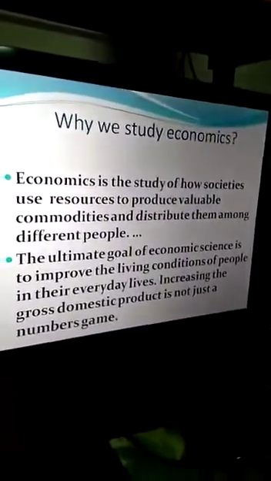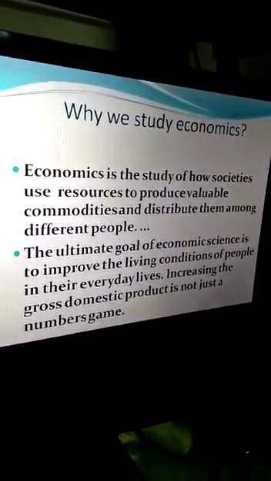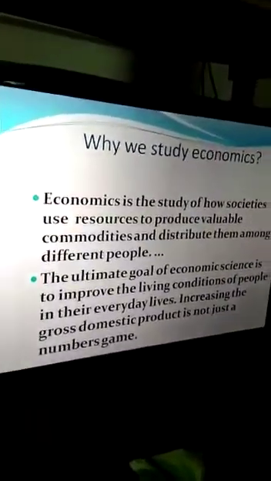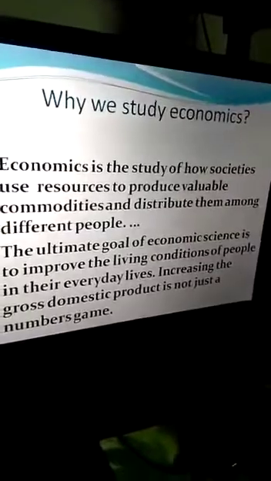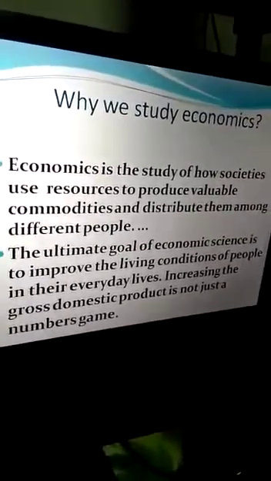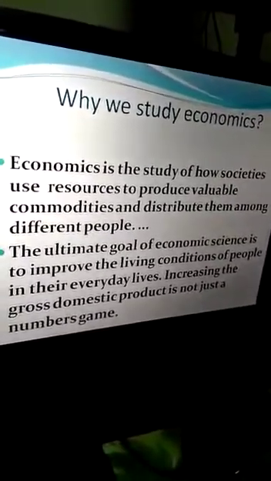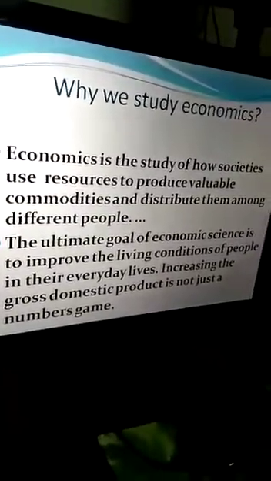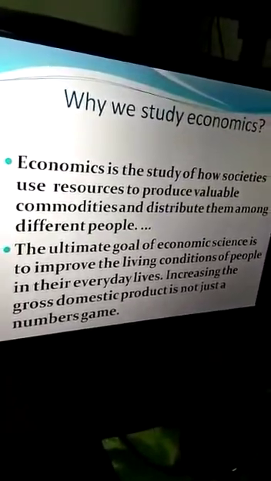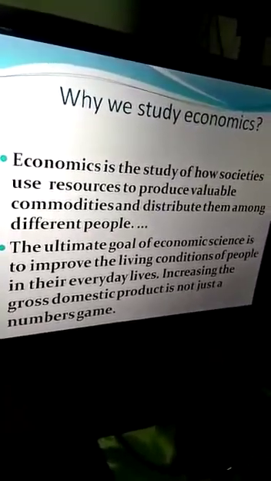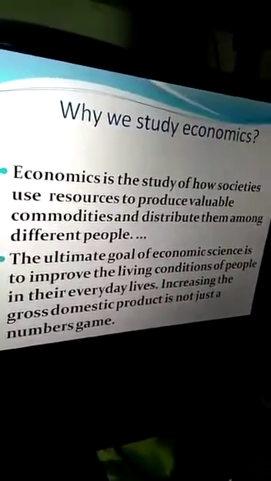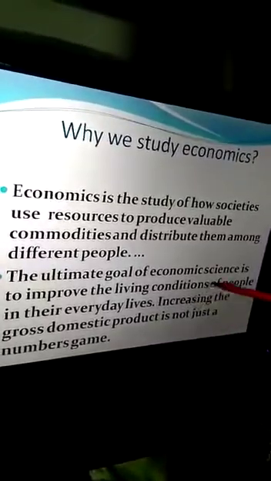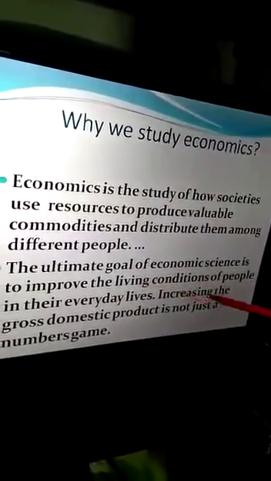Economics is the study of how societies use resources to produce valuable commodities and distribute them among different people. So here two different processes are there. One is the production process, another one is the distribution process. And when we can make the balance between production and distribution, then only the economic condition of the people will be improved and their living quality will also be improved. That is the ultimate goal of economics. The ultimate goal of economics is to increase the living condition of the people in their day-to-day life.